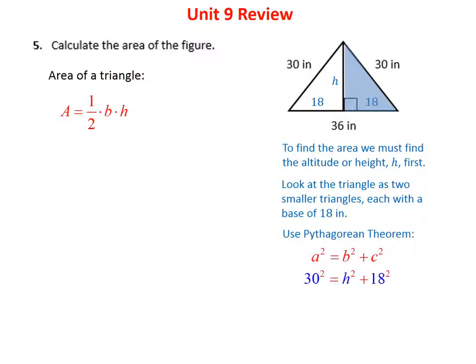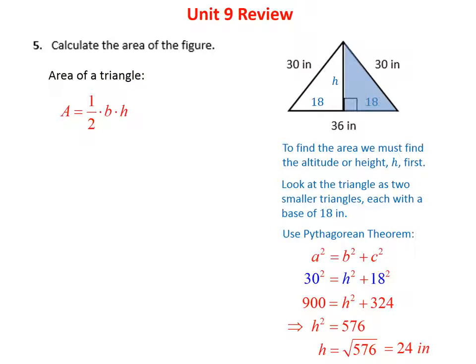In this case, the hypotenuse 30 squared is going to equal h squared plus 18 squared. So we multiply that out. 900 equals h squared plus 324. Subtract 324 from both sides, and we get h squared equals 576. So h is the square root of that, to unsquare it, and we find out that h is 24 inches.